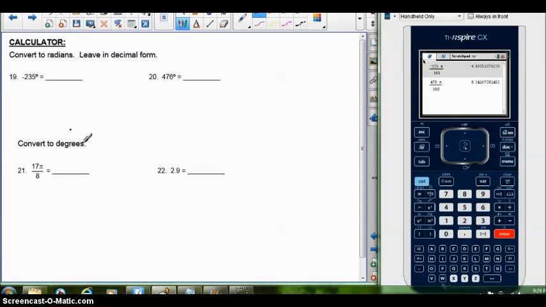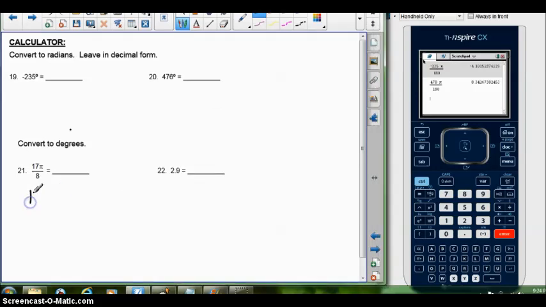All right, so we're going to convert to degrees using our calculator. Our unit converter is 180 degrees is equal to pi radians. So we will multiply by that conversion, and since we're going from radians to degrees, we will multiply by 180 degrees over pi.